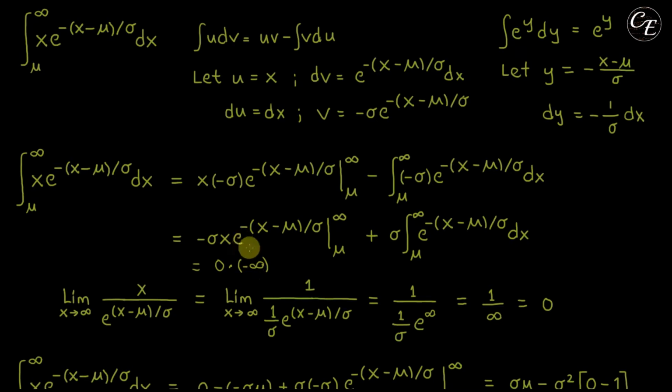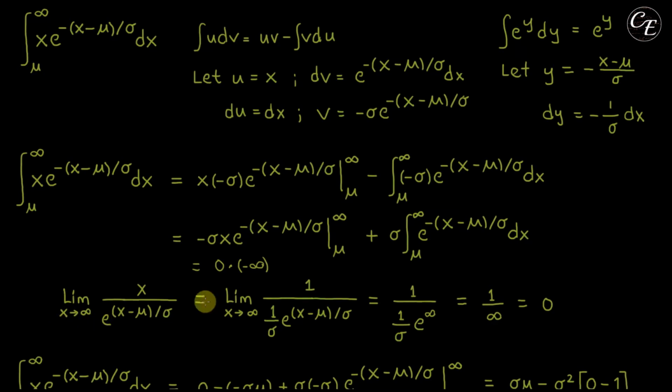Then we have same dilemma with the first integral expression. Let us use again the L'Hospital's rule. This one, excluding negative sigma, can be rewritten as x over the reciprocal of this one, which is e raised to x minus mu over sigma. Then using the L'Hospital's rule, derivative of x with respect to x is 1. And then for the derivative of this one with respect to x, let us differentiate first the exponent, which is 1 over sigma. Then this one, e raised to x minus mu over sigma.